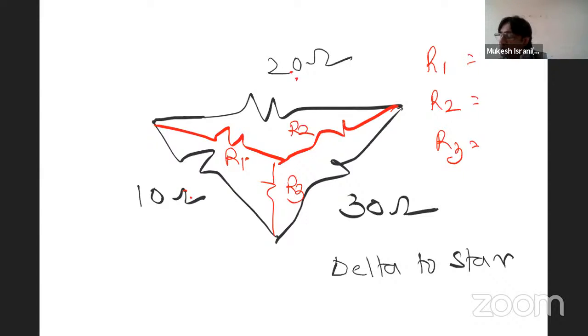R1 will be 200 upon 60. Very nice, 20 into 10. So 20 by 6, I'm sorry. What about R2? R2 will be 20 into 30, that is 600 upon 60. That's 10 ohm. And the third one will be 30 into 10, that is 300 divided by 60. So 5 ohm. Perfect. Everybody understood?